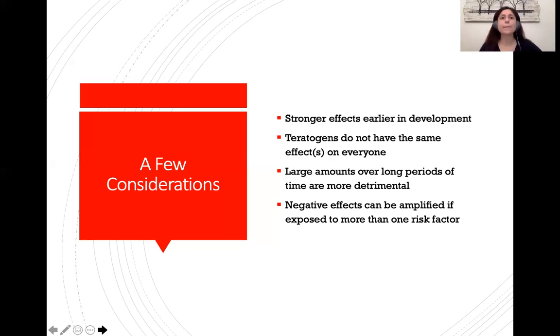So it does kind of vary. The last thing here is that negative effects can be amplified if you're exposed to more than one risk factor, more than one stressor, more than one teratogen. So an example might be someone who has precarious immigration status and is already having to deal with the stress associated with that, but then they have contact with ICE officials. That's going to compound those effects and have more and more negative impacts.